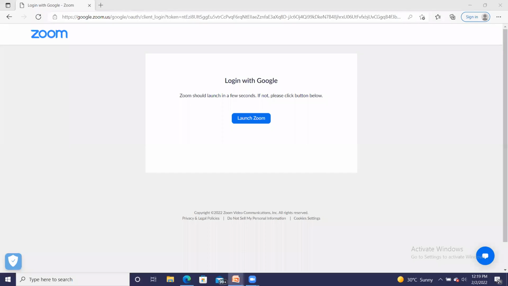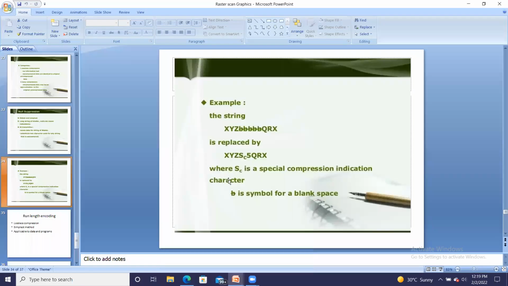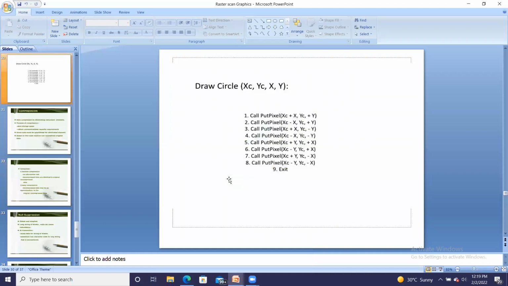Okay. So now around 9 students are there. So let us start with the lecture. Just reply whether the screen is visible to you. Yes. Are you able to see the PPTs? Yes, ma'am. Okay.